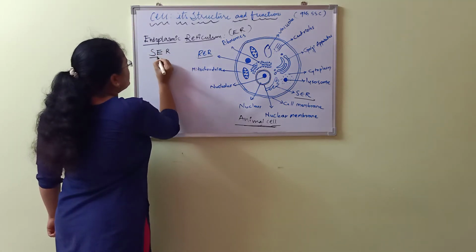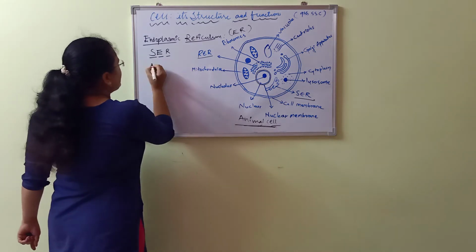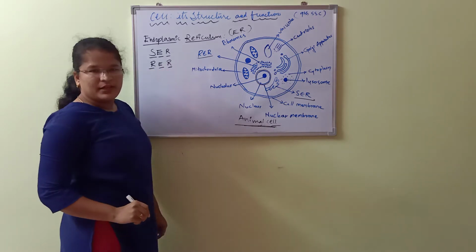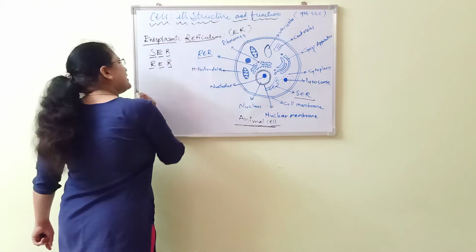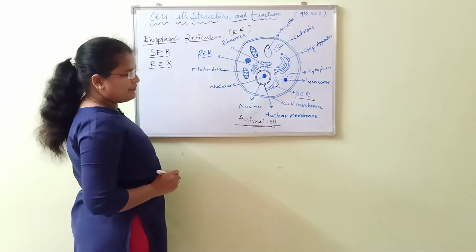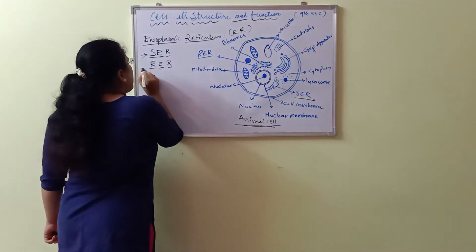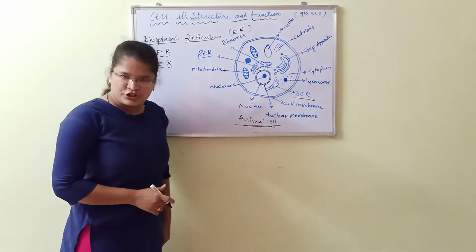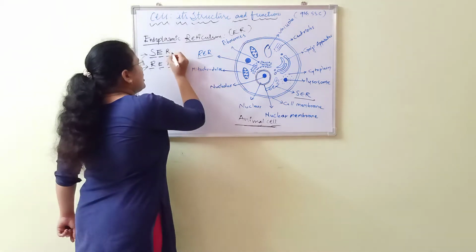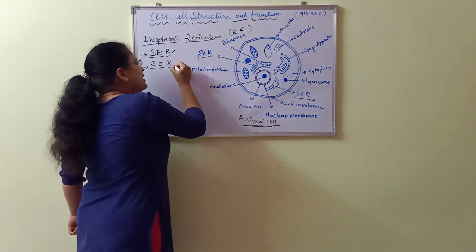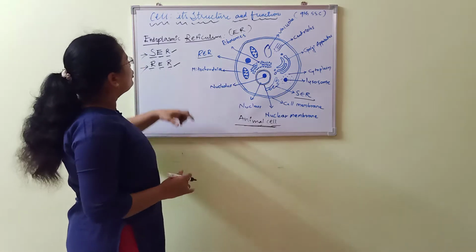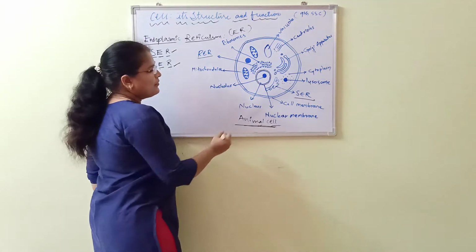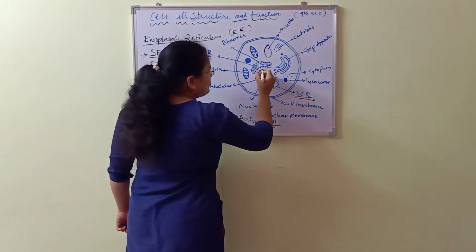SER means smooth endoplasmic reticulum. Next, RER, rough endoplasmic reticulum. Understand? Smooth endoplasmic reticulum, rough endoplasmic reticulum. Why do these names differ from each other? On the basis of the structure, SER and RER are named for the endoplasmic reticulum. That means the endoplasmic reticulum is categorized into two types: one is SER and another is RER.